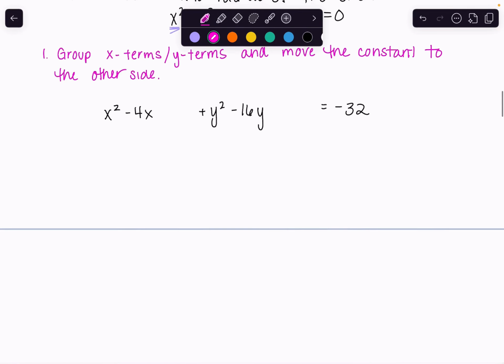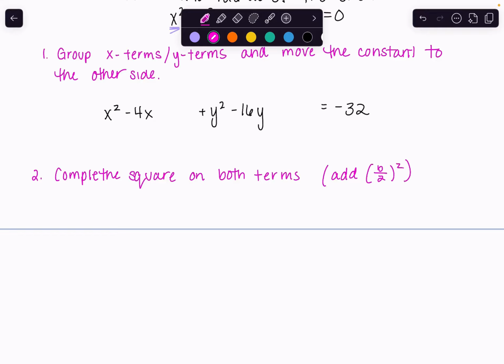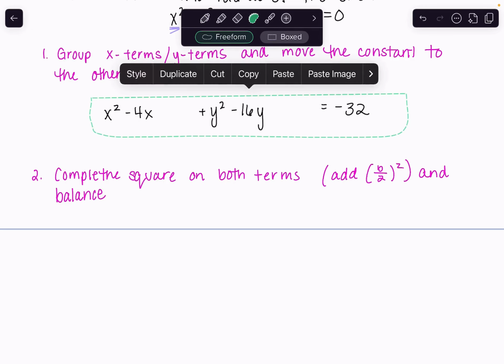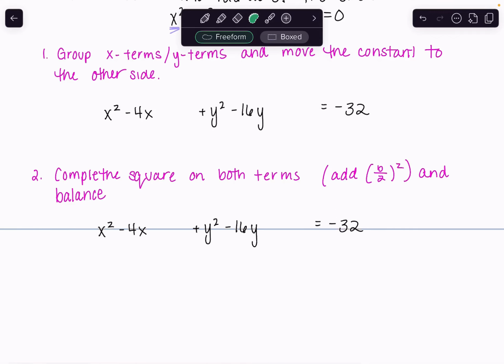So the second step is we complete the square on both terms. Meaning that we add that middle term over 2 squared, and then we're going to balance. Because we can't just add something, we need to make sure we're doing it to both sides. Okay. So I'm going to go ahead and recopy my equation here. Try to make it so it's a little clean.